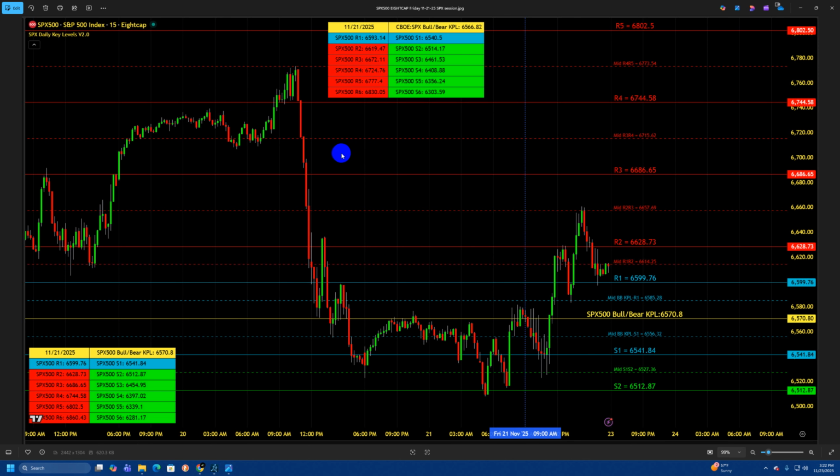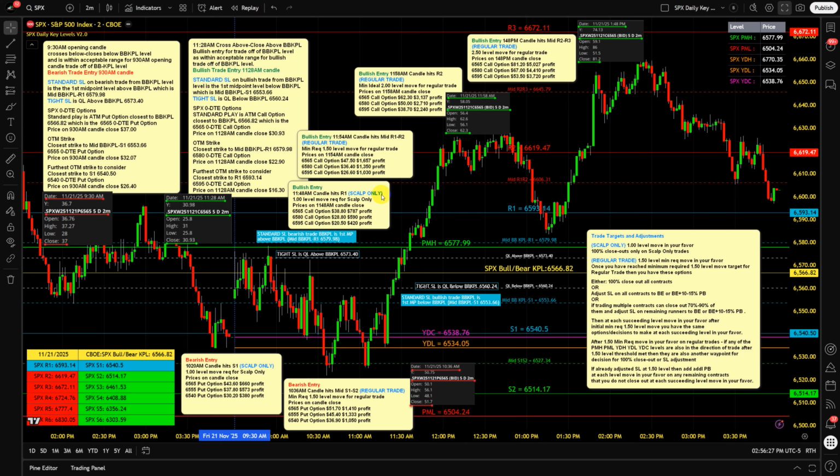All right, let's go back to the other chart. Okay, so we're back on the main CBOE SPX index. So the majority of people that use this indicator are using it for trading SPX index options. So again, this is the symbol that you would use for trading SPX index options.